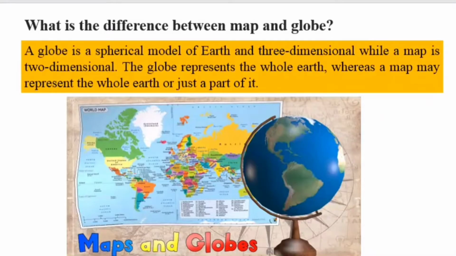What is the difference between a map and a globe? A globe is a spherical, three-dimensional model of Earth, while a map is two-dimensional. The globe represents the whole Earth, whereas a map may represent the whole Earth or just a part of it.